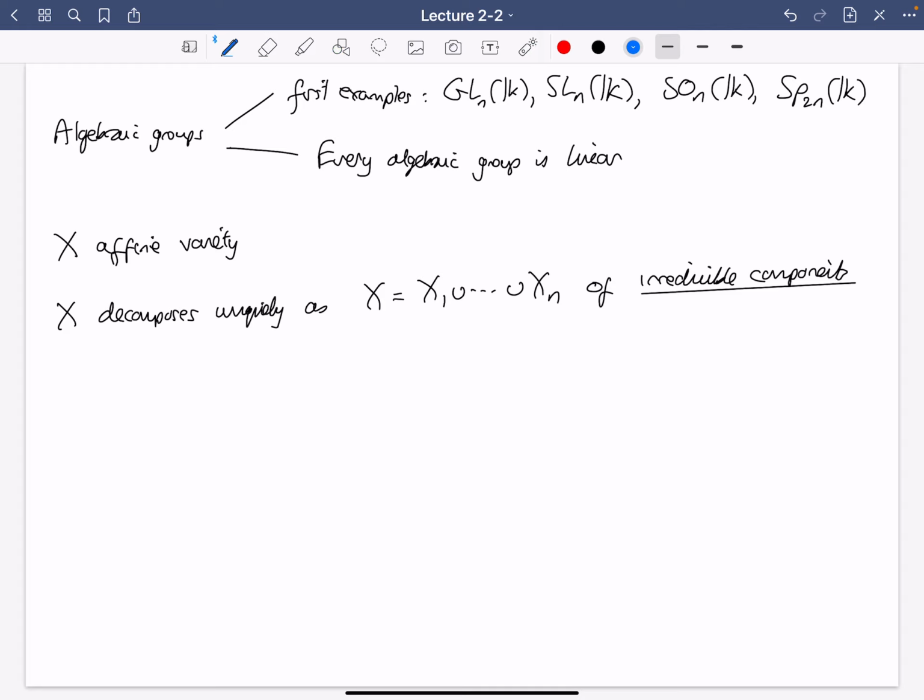But the notion of irreducible is just a purely topological notion. So in fact, you can define an irreducible component of any topological space. It's simply a maximal irreducible subset, where I mean irreducible for the subspace topology. Because a subset is irreducible if and only if its closure is irreducible, those irreducible components are automatically closed subsets.